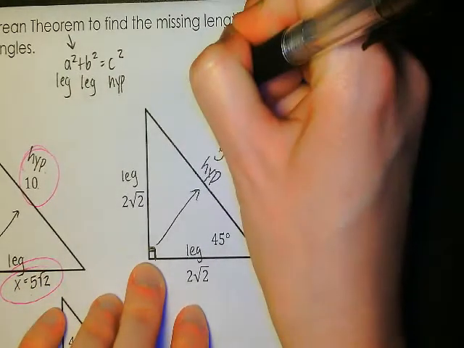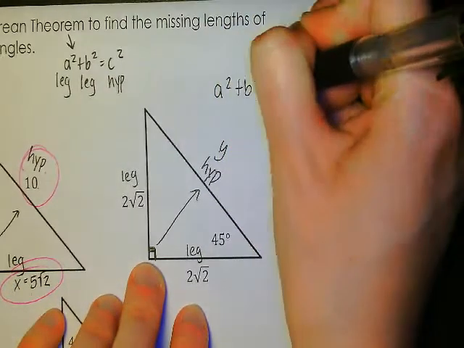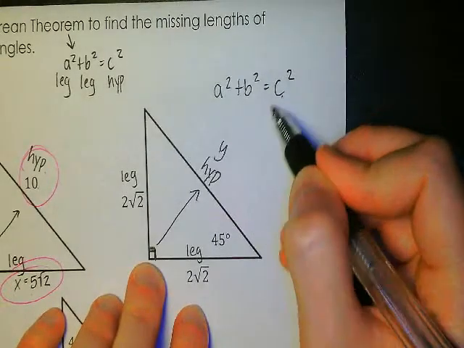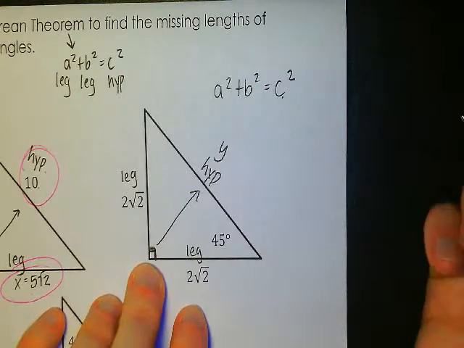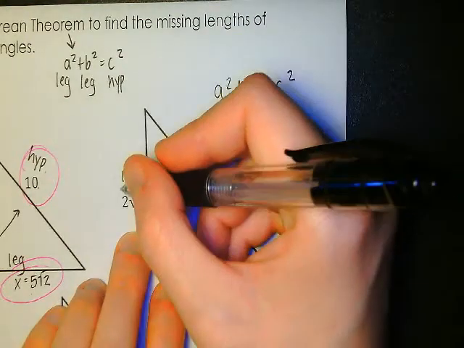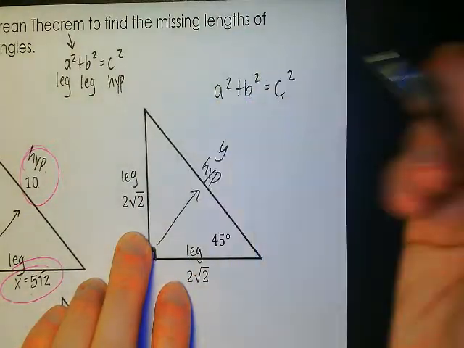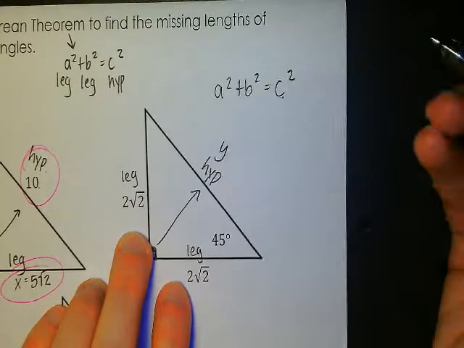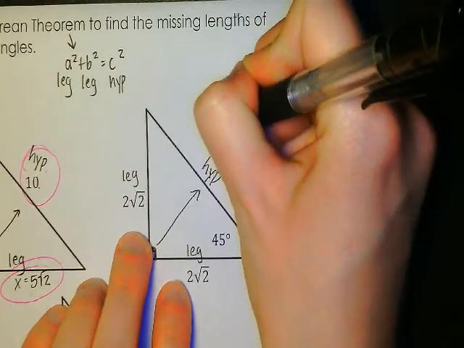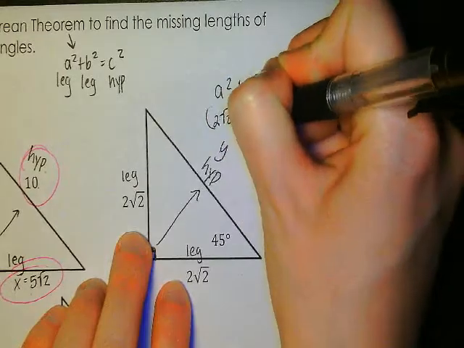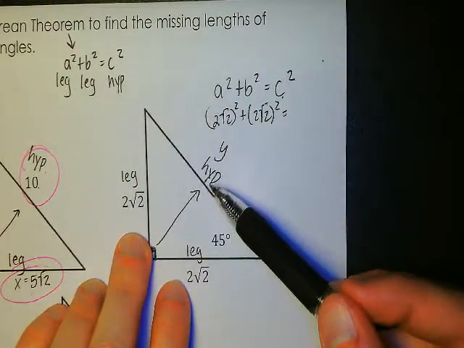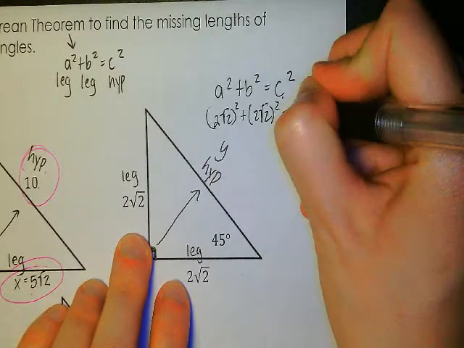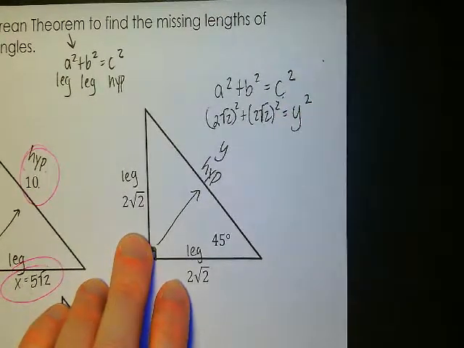I'm going to use my Pythagorean theorem, again, a squared plus b squared equals c squared, where c is my hypotenuse, to find my missing sides. In this case, both my legs are identical, so it doesn't matter which one I call a and b, they're the same. So I'm going to say 2 square root of 2 squared plus 2 square root of 2 squared equals my hypotenuse squared. And we're representing our missing hypotenuse with the letter y, so y squared.